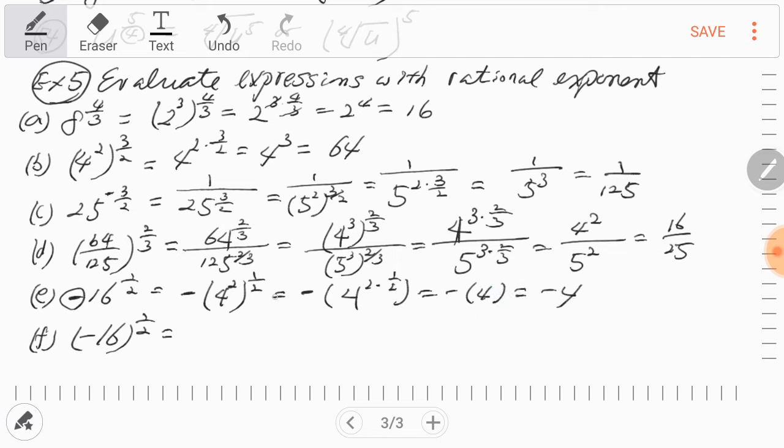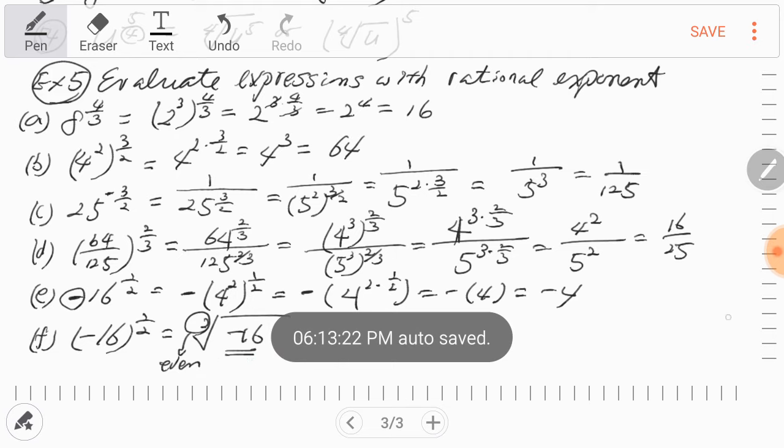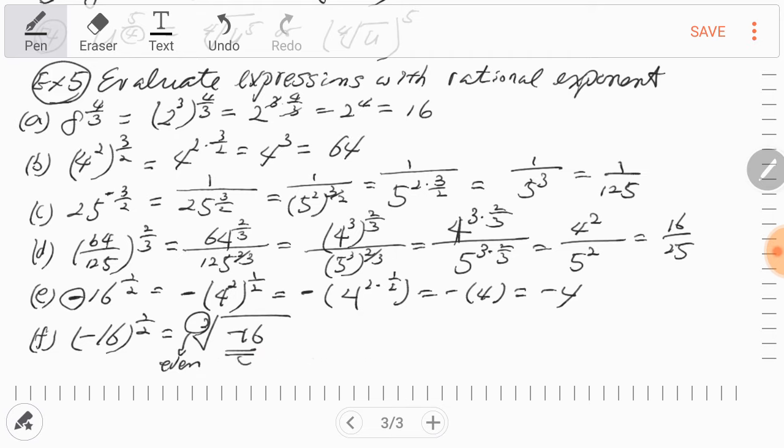Okay, the last one is 1/2. You know, that is the square root of -16. And the square root has an even index, so we don't allow a negative radicand. Since this is negative, this is not a real number. This is an imaginary number.